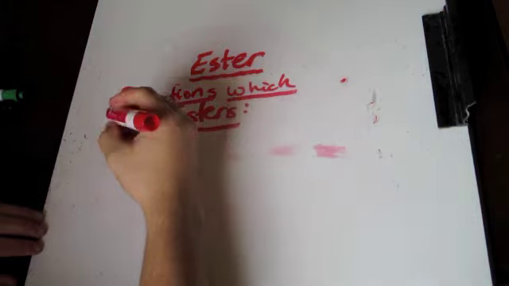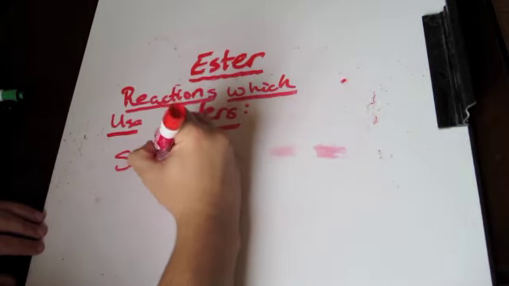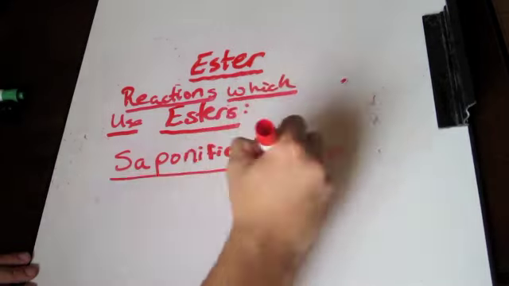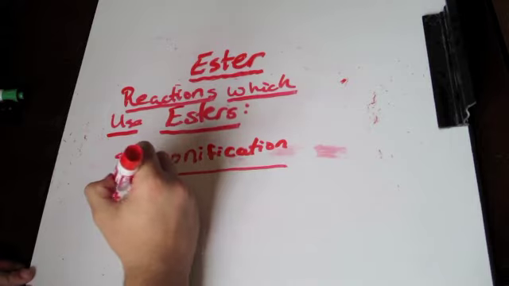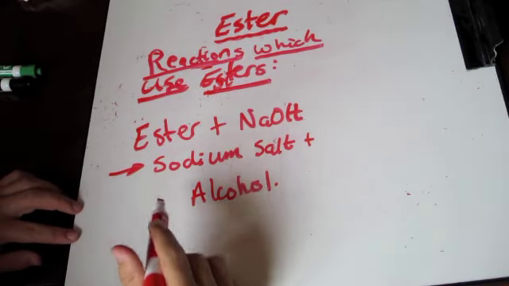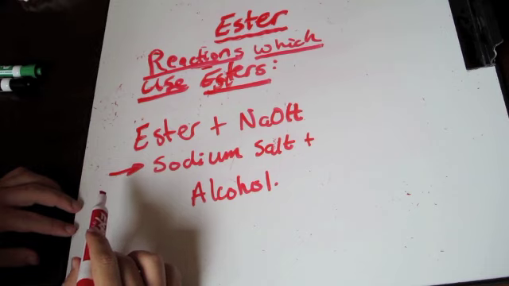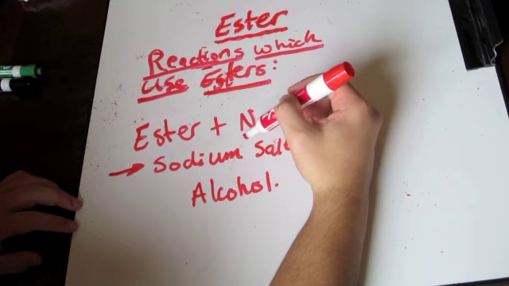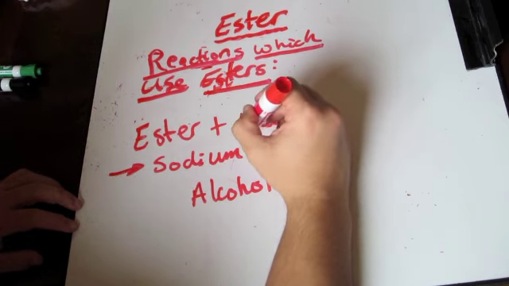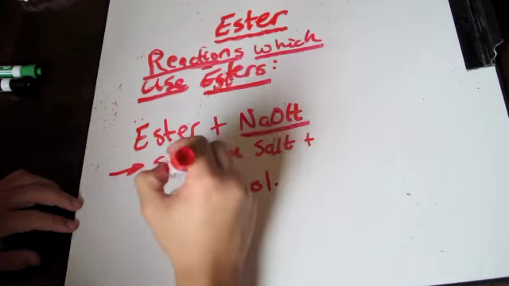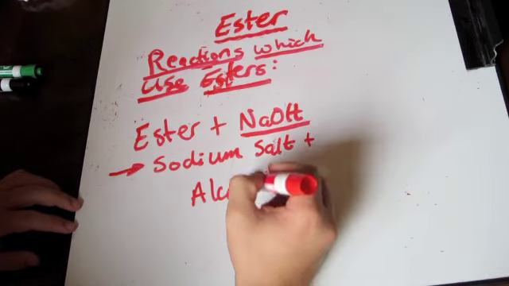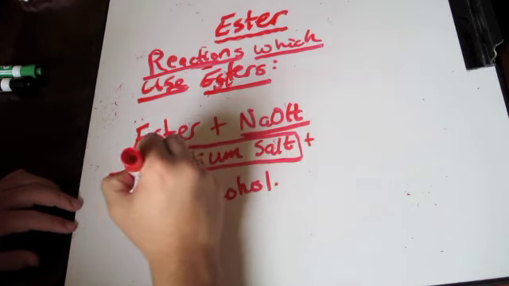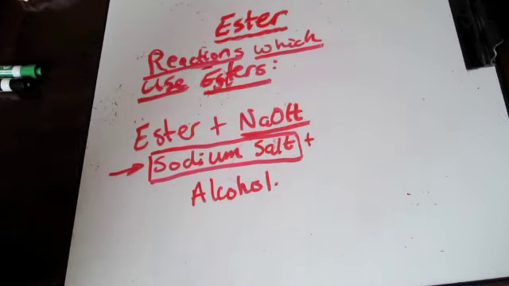A reversal of esterification is called saponification. And this is a reaction which uses an ester. It is in essence a hydrolysis reaction. As we can see here, this is the framework of saponification. When an ester is acted upon by a strong base, such as NaOH, we end up with the sodium salt of the acid plus the alcohol. This sodium salt is a precipitate, and it is what we know as soap, hence saponification.